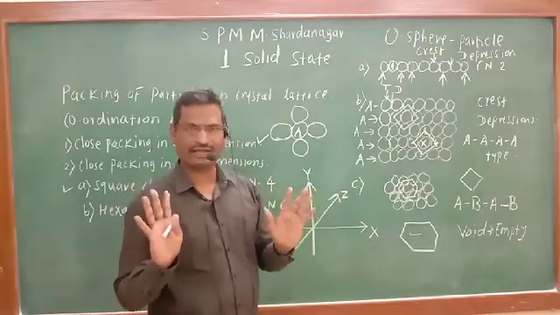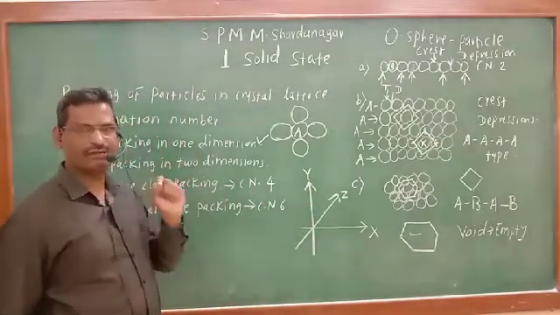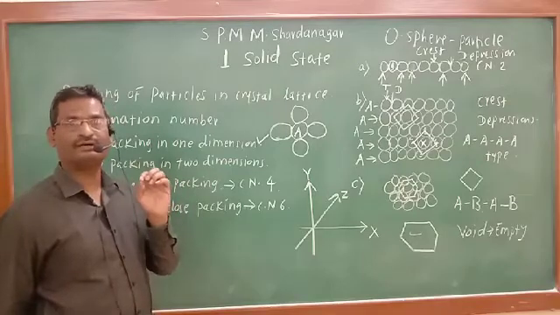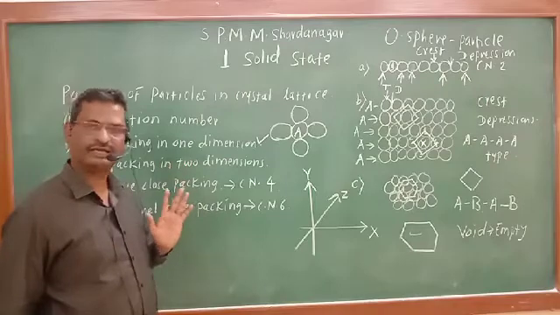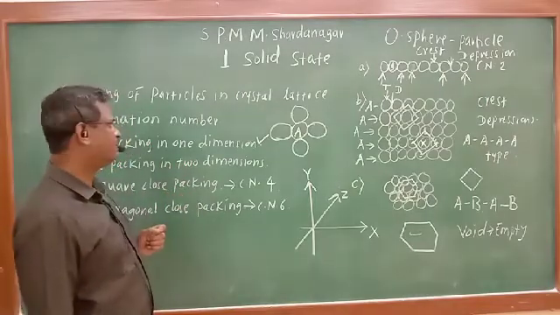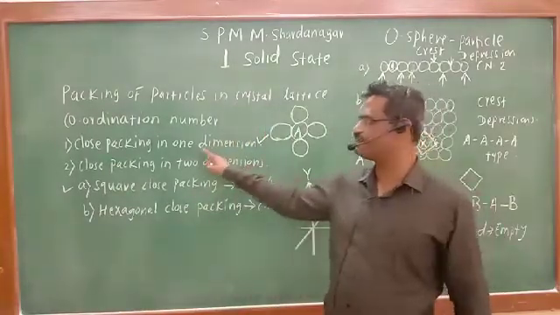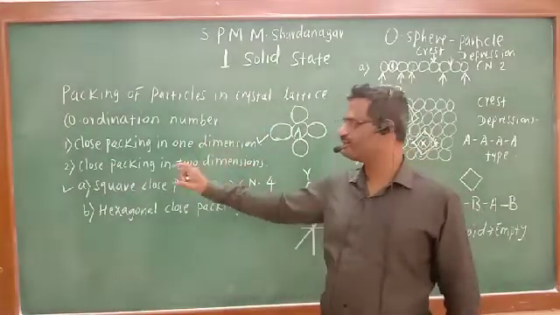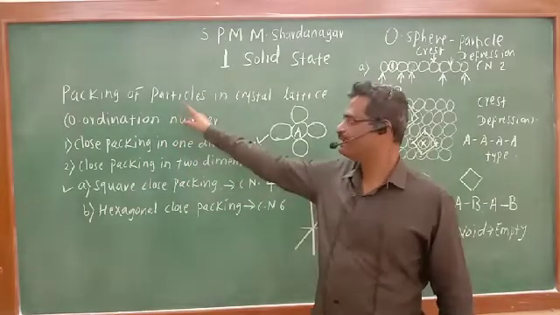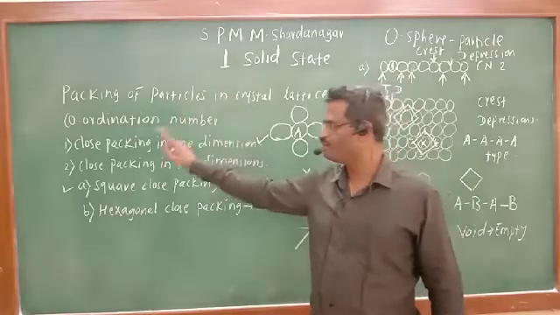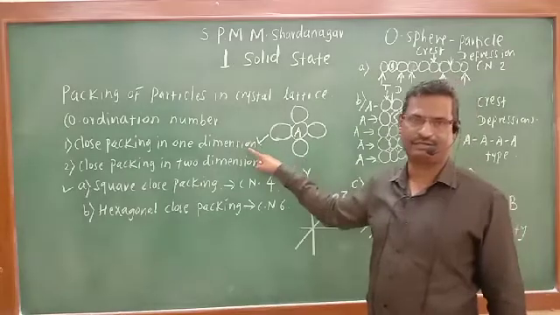Now you must have got the idea about the coordination number. The coordination number is nothing but the number of neighboring spheres which touch the given sphere. That coordination number is important to explain these arrangements. Now let us see these arrangements, how the close packing takes place in the crystal structure. The first type of close packing is the close packing in one dimension.